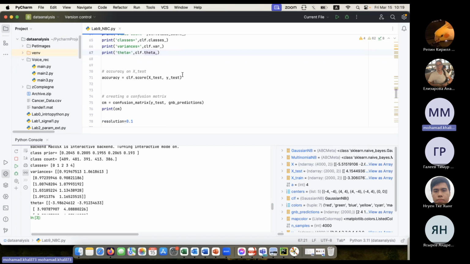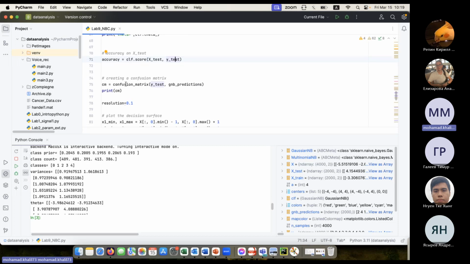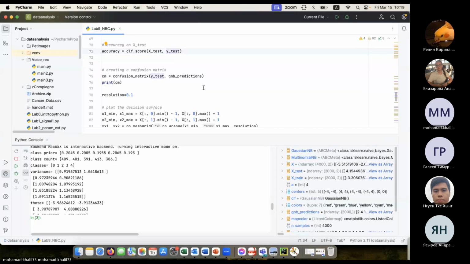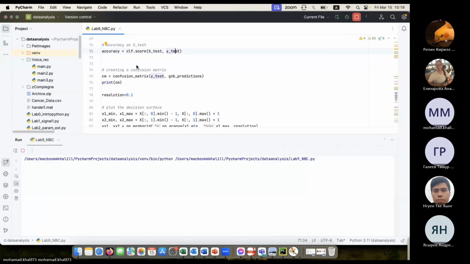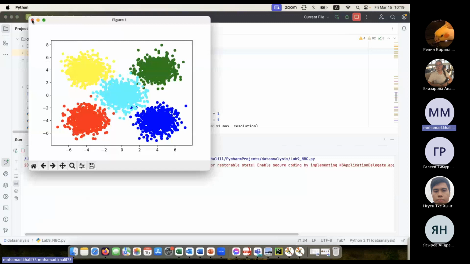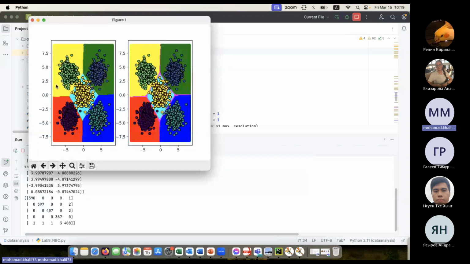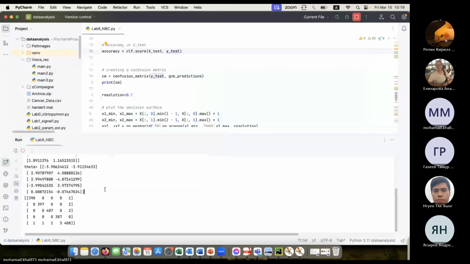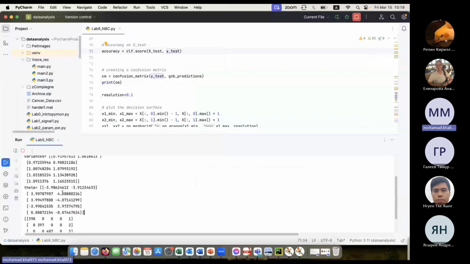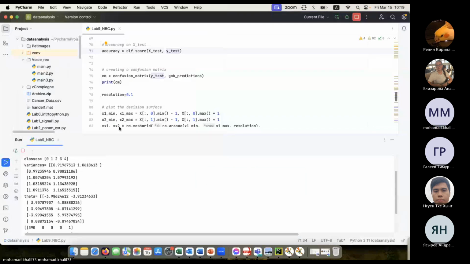Now we can calculate the accuracy. We put the x in the input of the clf and compare to the test, and we can print the confusion matrix. Look, for the favorite class, for example, I don't have any big error, only small errors. Okay, so only small errors. Great. Now, resolution equals 0.1.